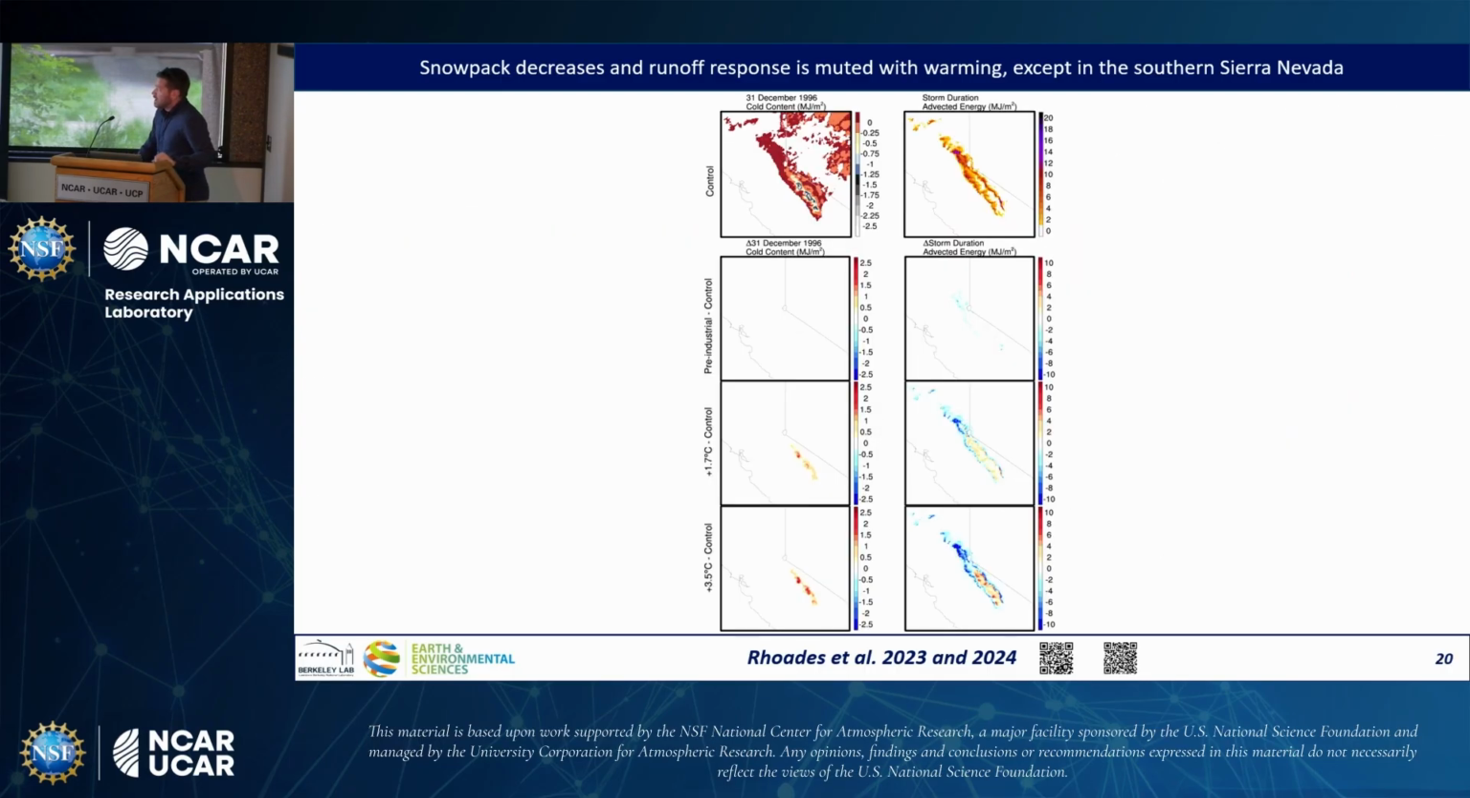And part of that is, and we get into more process level analysis in both papers, but we looked at cold content, which again is that amount of energy you need to overcome to start to create melt, or any additional energy that you put into the snowpack will lead to melt. And so zero cold content would essentially mean any additional energy would then be put towards melting.